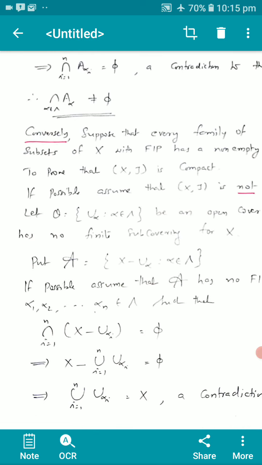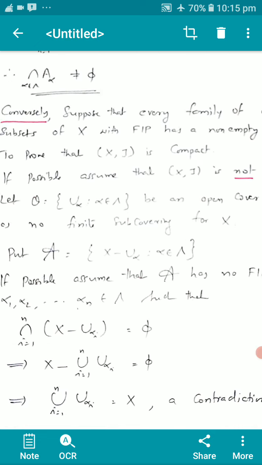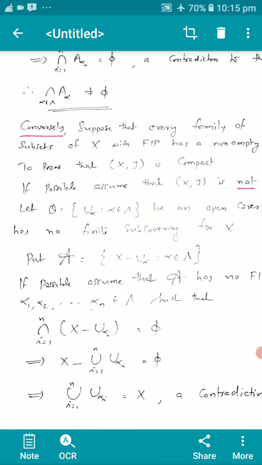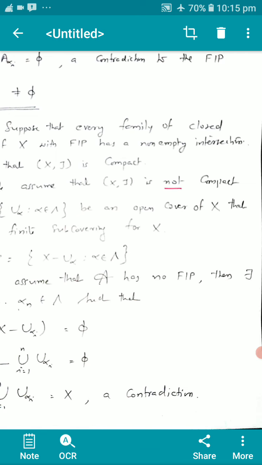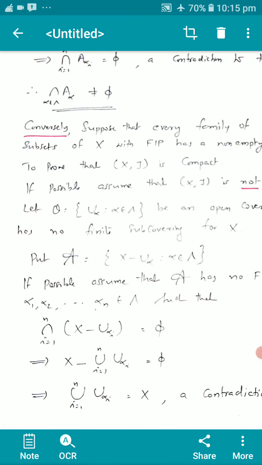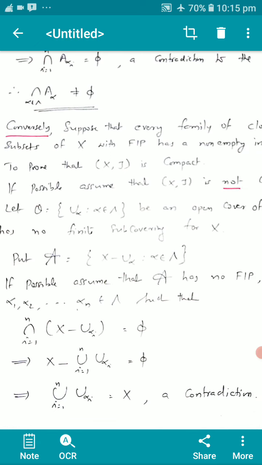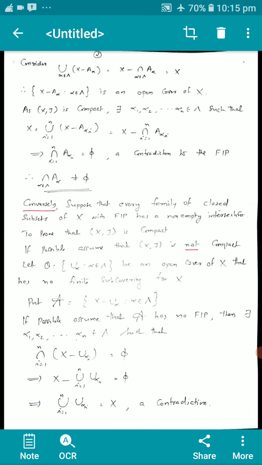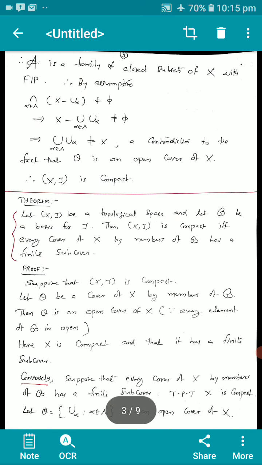You take the collection A. What is A? That is the collection of X minus U alpha where alpha is in the index set. If possible, assume that A has no FIP. Then there exist alpha 1, alpha 2, etc., alpha n in the index set such that the intersection of X minus U alpha i equals phi. That is, X minus the union of U alpha i equals phi, or the union of U alpha i equals X, which is a contradiction. Therefore, family A is a family of closed subsets of X with FIP.